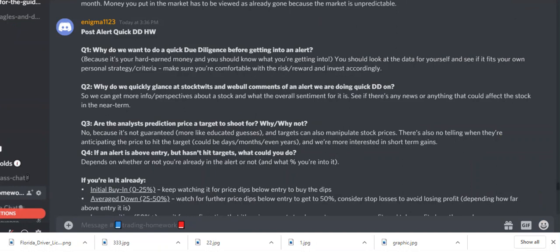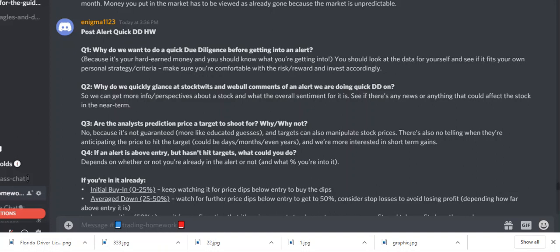Those 5 raffle tickets are going to go to Enigma. It's because it's your hard-earned money and you should know what you're getting into. That's 100% correct. In theory, you're not going to go to a store, put a blindfold on, and just pick out a random TV or couch. You're not just going to spin around and point at the first thing. You're going to look at all the different prices, do some research on the different TVs, maybe the screen quality, look at the reviews and all that kind of stuff.